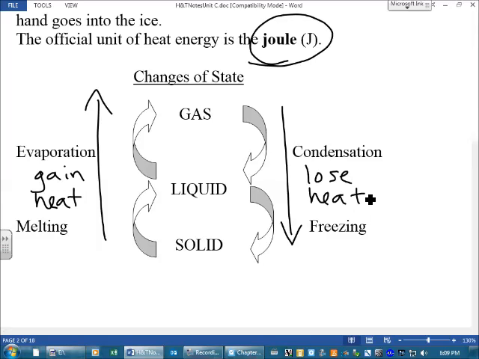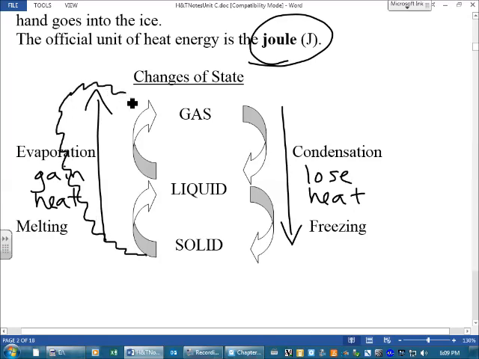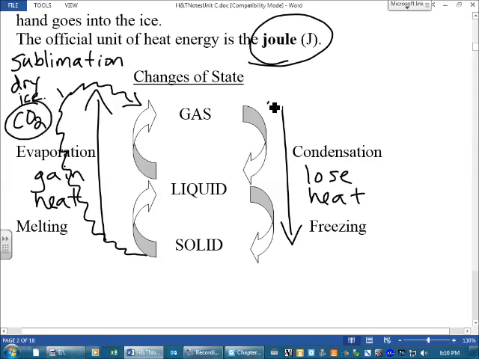The other thing that I also threw on here is there are some interesting things that occur where a material can go from solid right to a gas without becoming a liquid. Okay? And we call that sublimation. Dry ice is a good example of this. And dry ice is just solid CO2.